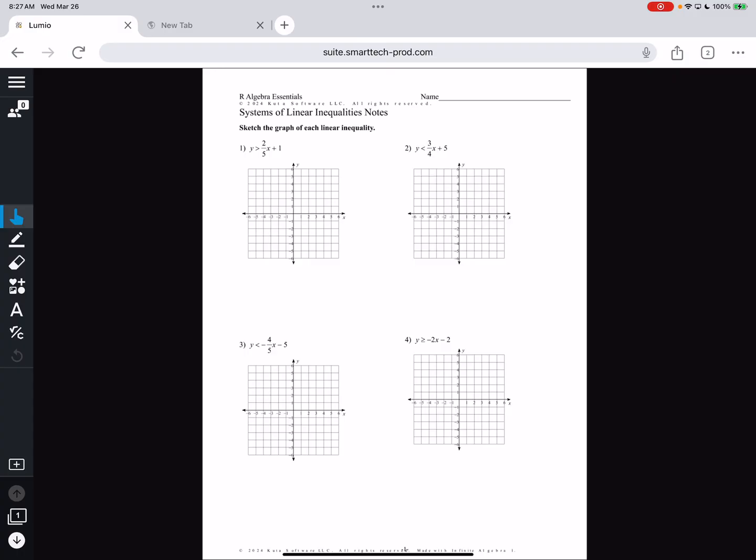So you graph these, and if they were purely linear, that would be all you would do. But since these are inequalities, how do we show what the solution is? We put it on the graph, and then what do we do to show the inequality? You shade it. Excellent. So if it's larger than, where do we shade? Above. If it's smaller than, less than, we shade below.